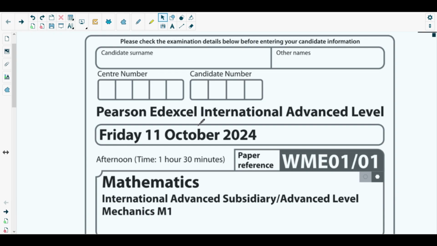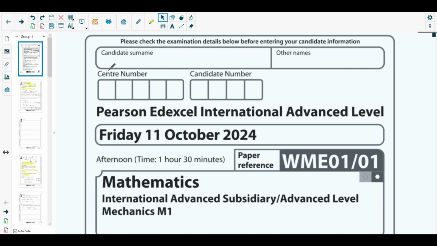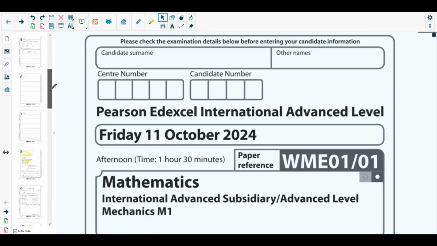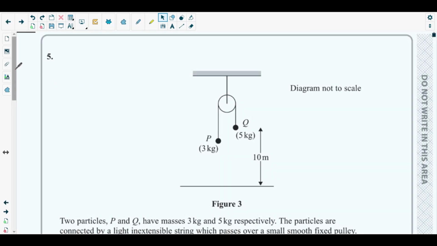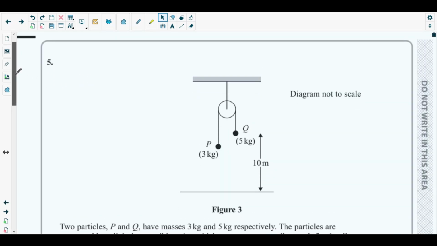In this video, we will be solving the fifth question of the latest paper of Mechanics 1, that is the October 2024 paper. So let's see what question number 5 from this paper is about. Question number 5, you can see on the screen.